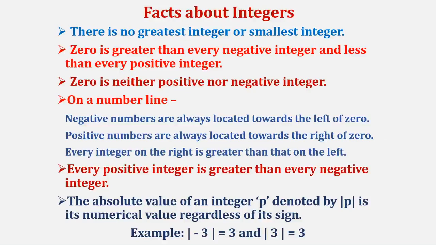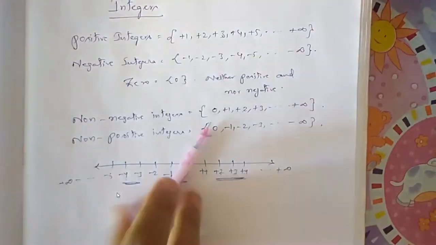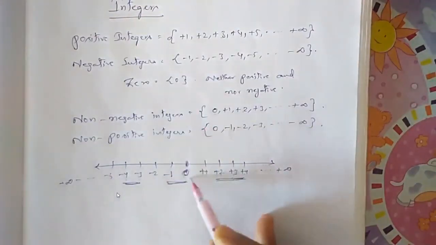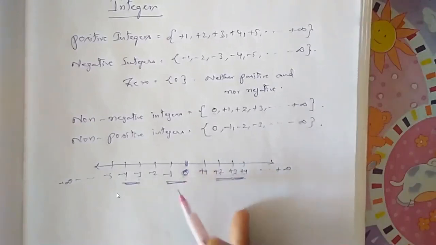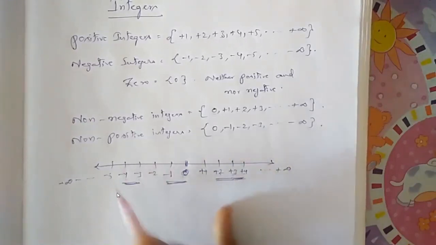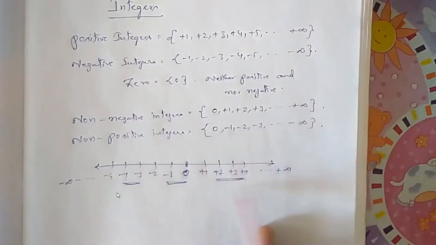So next one, every positive integer is greater than every negative integer. Observe here, we know that all the numbers which are to the right of the 0 are greater than 0 and all the numbers which are to the left of the 0 are less than 0. So therefore we can tell that all the negative numbers are less than all the positive numbers.